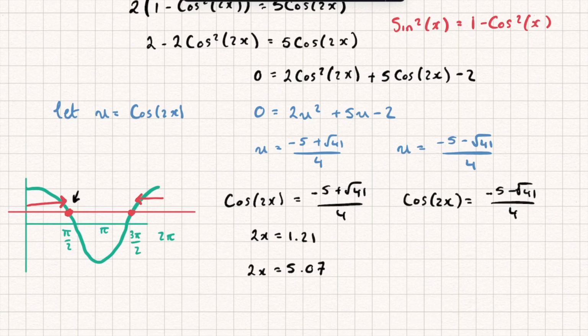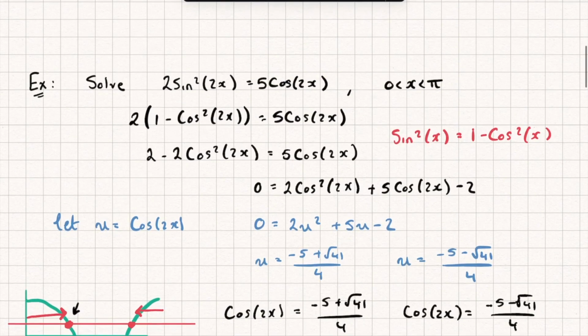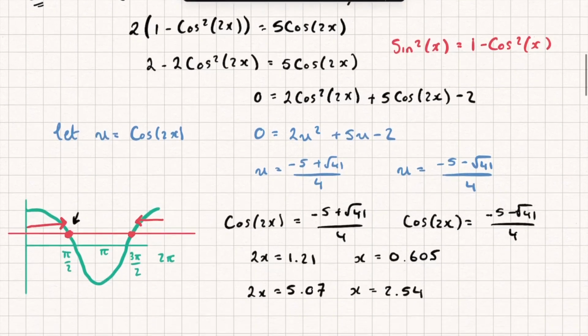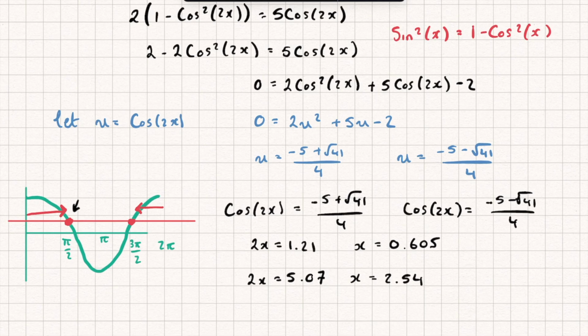Now I've got these two solutions in the initial period, I can divide by 2, and so I get x equals, for this first one, 0.605, and if I divide the other solution by 2, I get x equals 2.54 to three significant figures. Now if we go back to the interval, we're solving between 0 and pi, so pi is, let's say, 3.14, just so it's easier for me to tell if I'm accepting or rejecting a solution. So far I'm accepting both of these solutions, they seem pretty good.